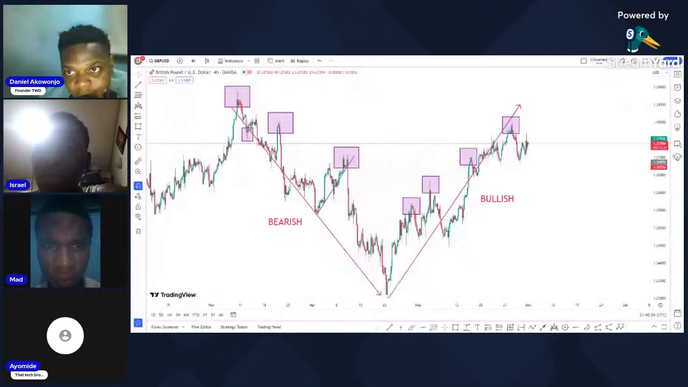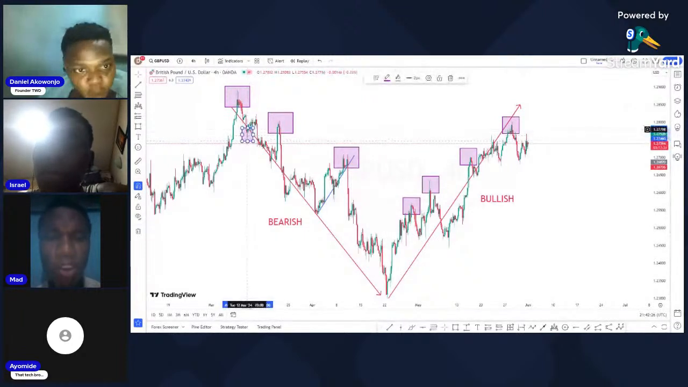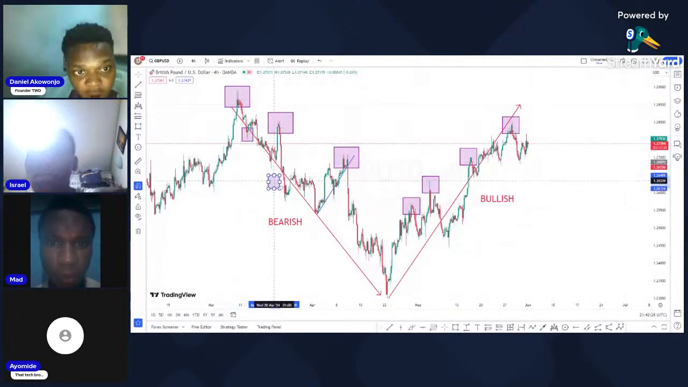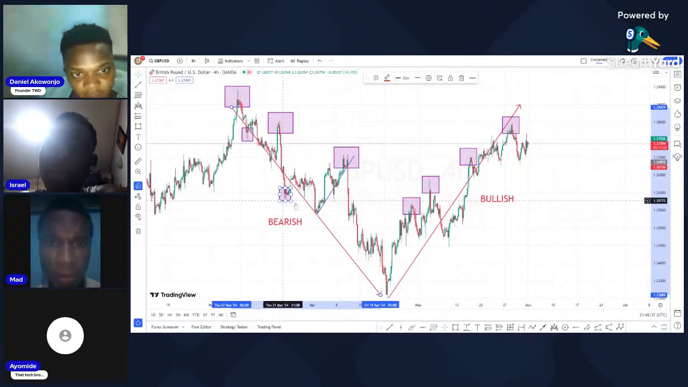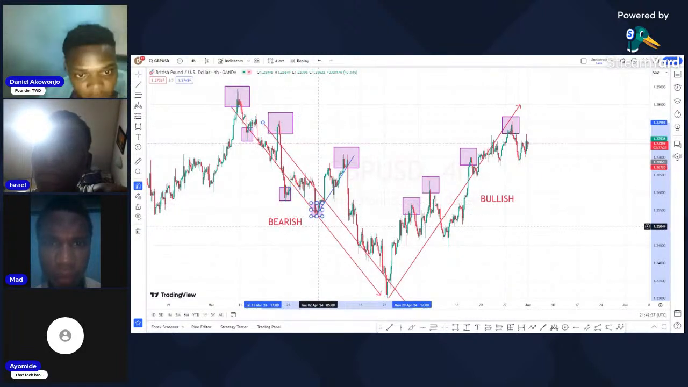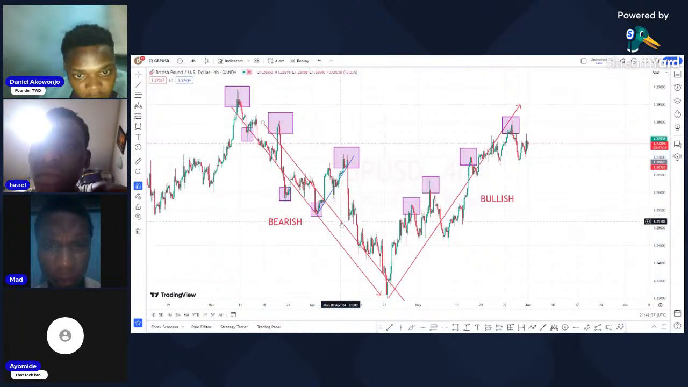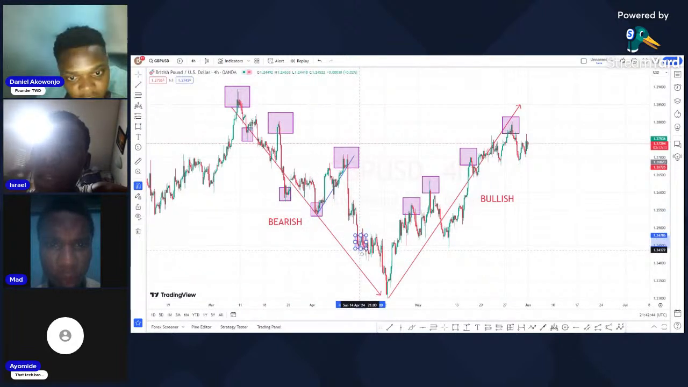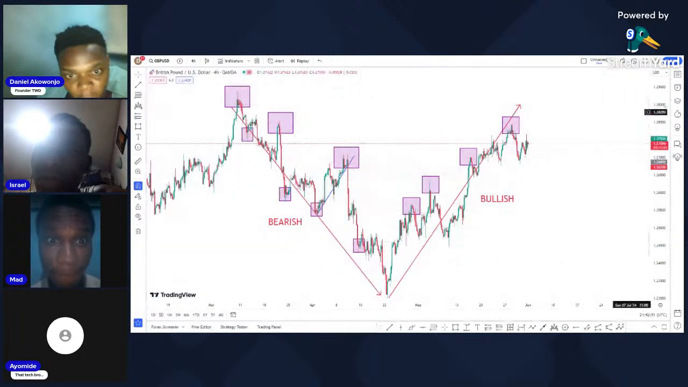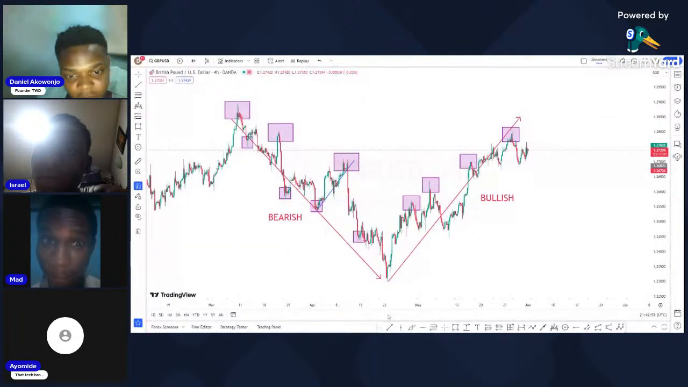Do you understand? When price is in an upward movement, you pay attention to what? Higher highs and then higher lows. Now when price is moving in a downward direction, what do you pay attention to? Lower lows and lower highs. You pay attention to lower lows and lower highs.